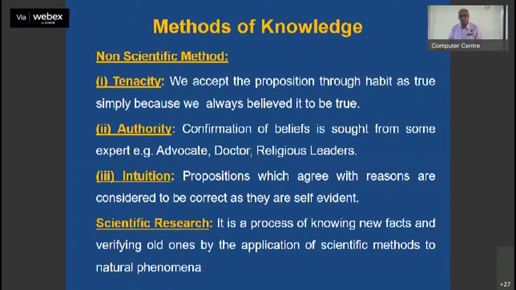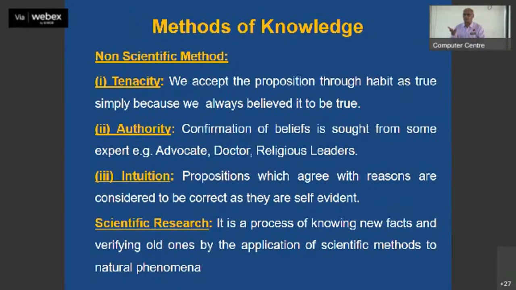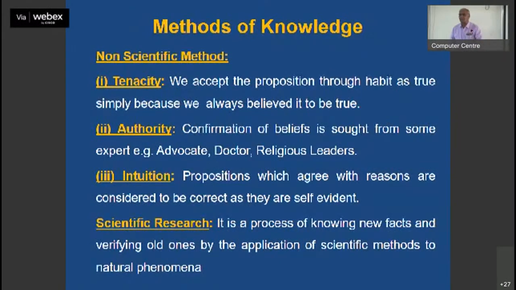Now, how to know the methods of knowledge? You can say there are non-scientific ways: tenacity, authority, institution, or scientific research. These are the ways you can acquire knowledge. We will believe something because some authority is saying like this, or some doctor says like this.